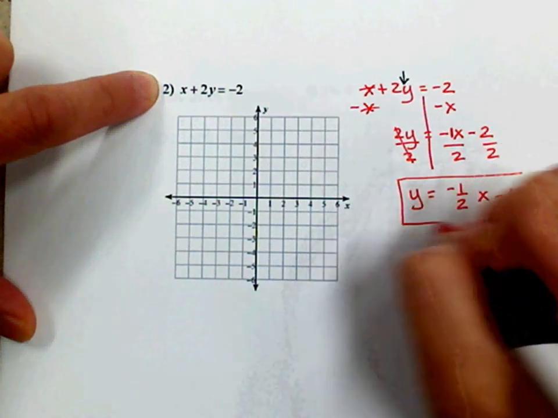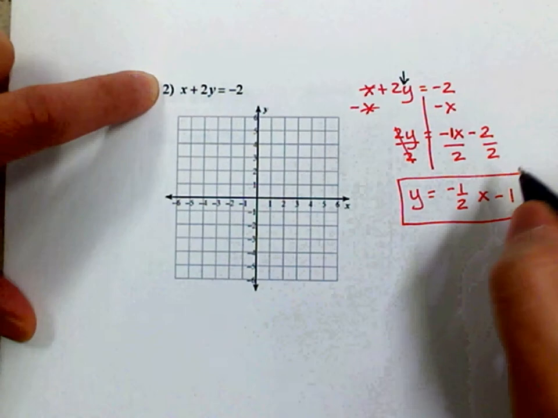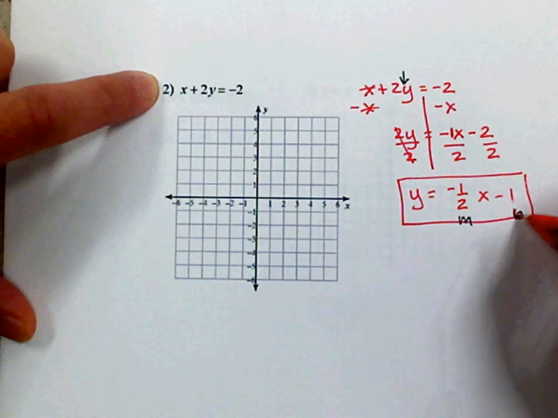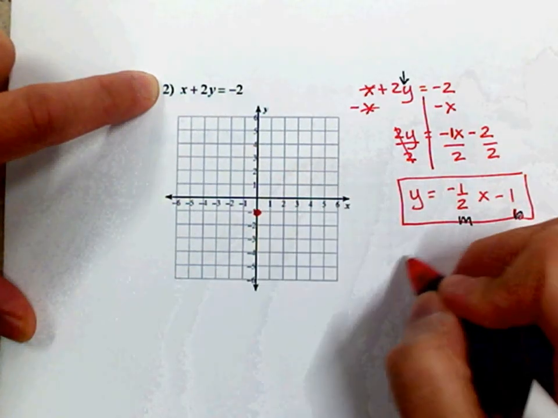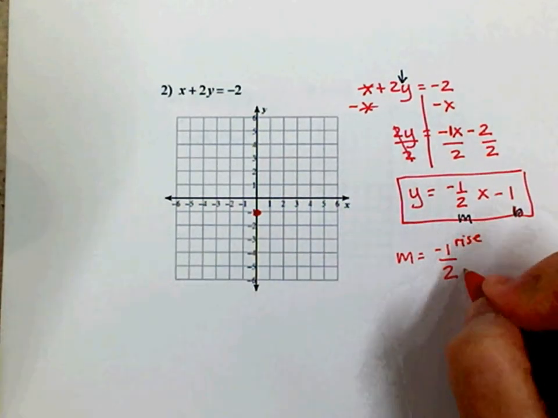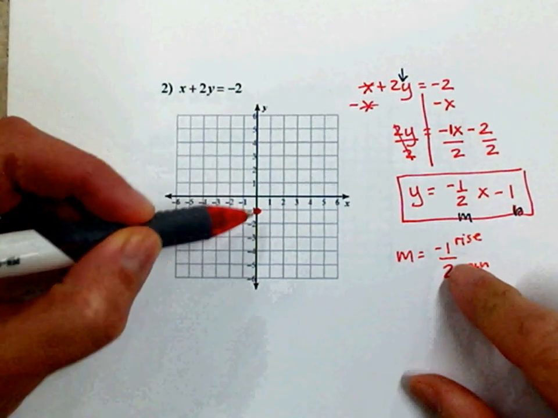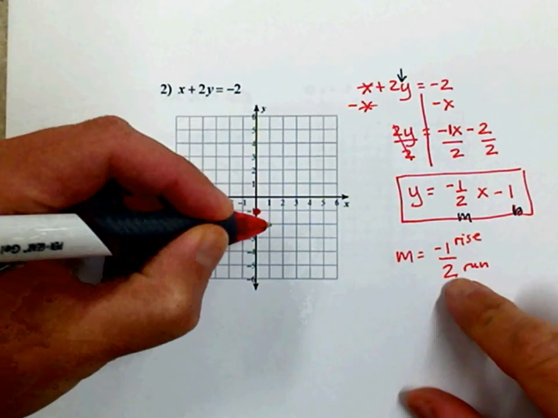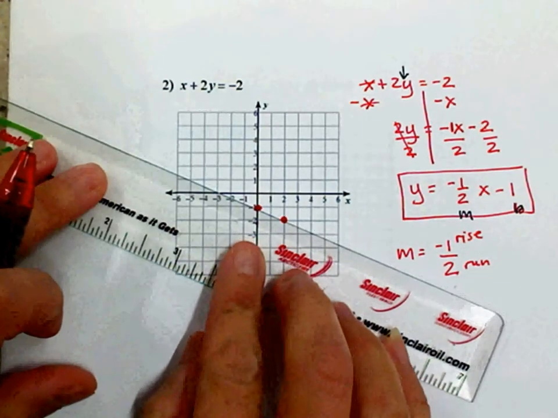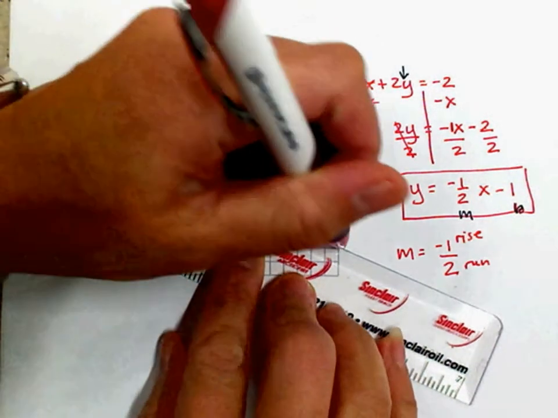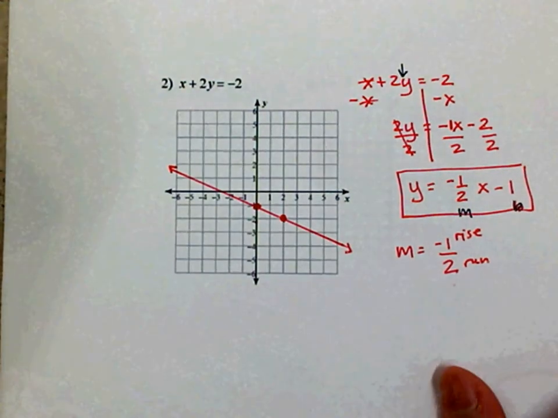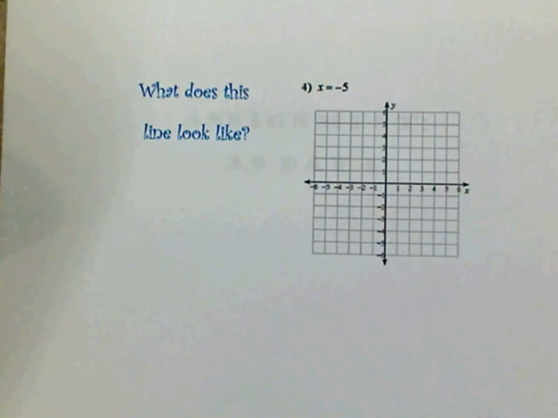Do you see how you have it in slope-intercept form? Here's your b, here's your m. Okay? Your b is a -1, so I'm going to go to -1. Your slope is -1 over 2. Here's your rise, here's your run. -1, so I'm going to go down 1. +2, so I'm going to go to the right 2. Okay. And there you have your 2 points. And there you have number 2. Okay?